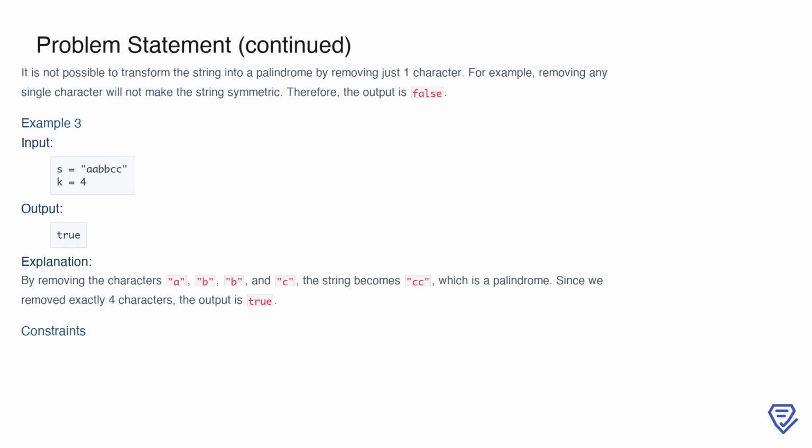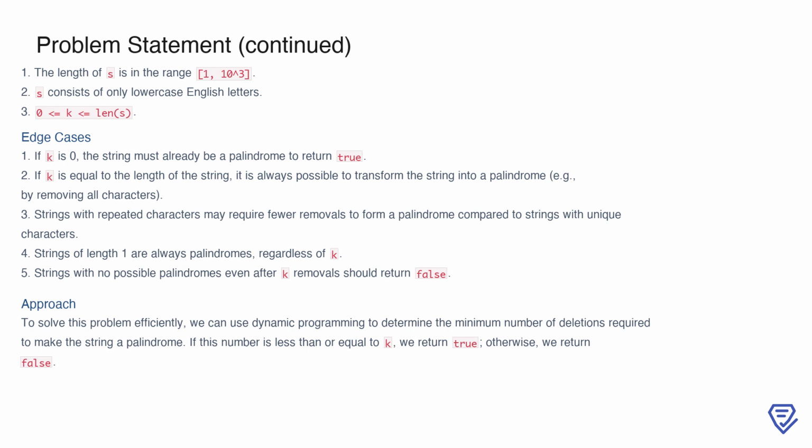Now, in a third example, we have s equal to a string of length 8 and k equal to 4. This time, the output is true. Here's why the output is true in the third example. By removing the characters b, b, and c, the string becomes cc, which is a palindrome. Since we removed exactly 4 characters, which matches the value of k, the transformation is valid.